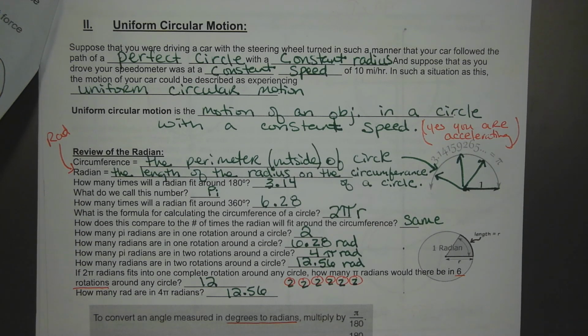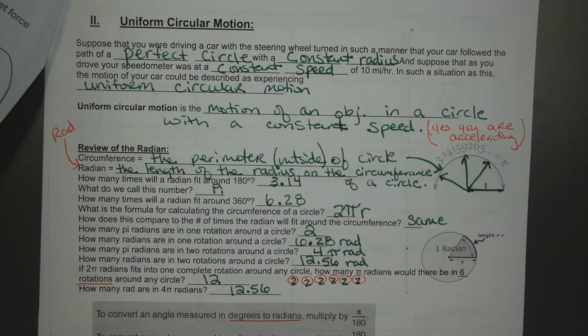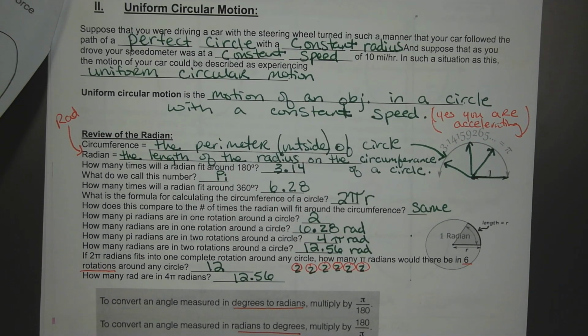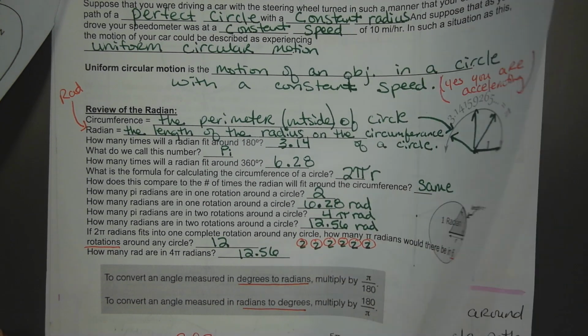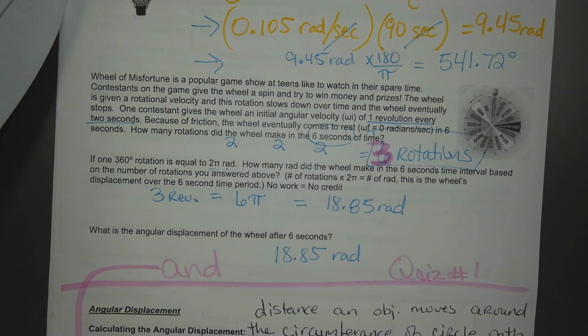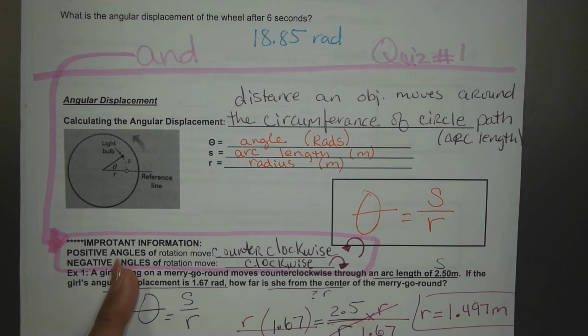Talking about uniform circular motion. Uniform circular motion is when an object moves in a perfect circle, or moves in a circle at a constant speed. Now don't forget though, even though it's moving at a constant speed, yes, it's accelerating because it's continuously changing directions. For an object to move in a circle, it must continue to change its direction to turn into a circle.